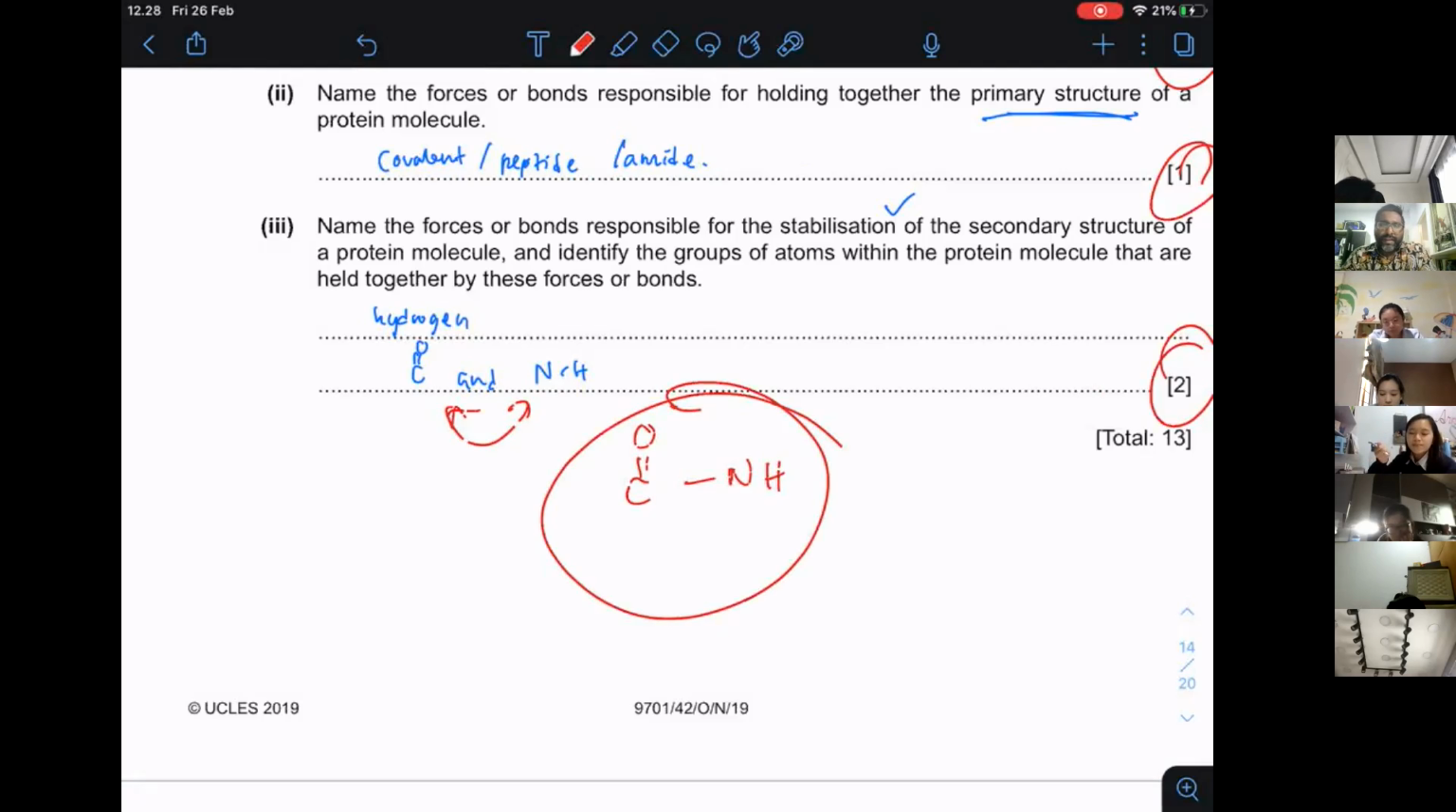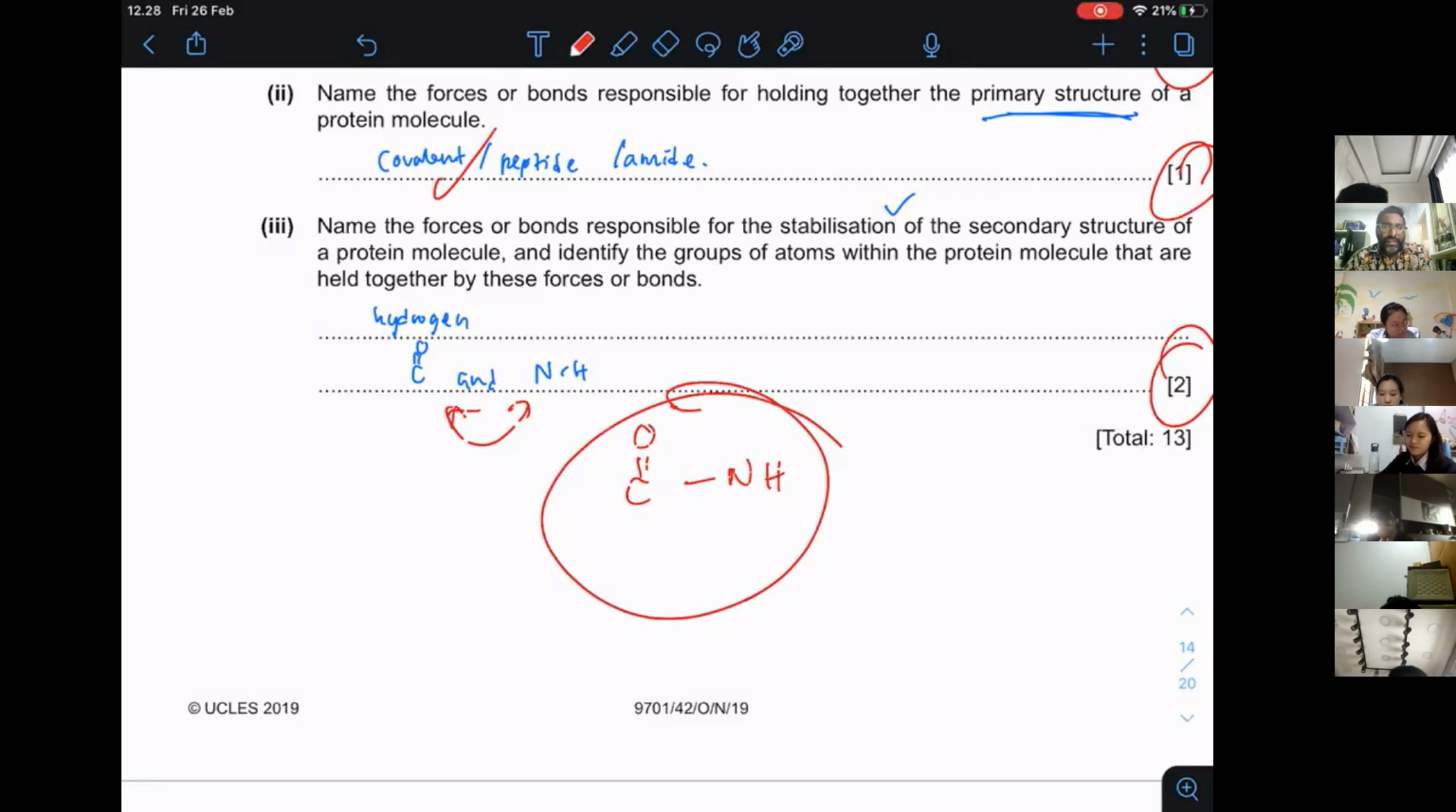There is another one, which is the quaternary structure. Do remember the quaternary structure. What is going to stabilize it? If it is primary, it's going to be covalent forces of attraction. If it is secondary, then we are talking about hydrogen bonding and so on. That is for secondary.